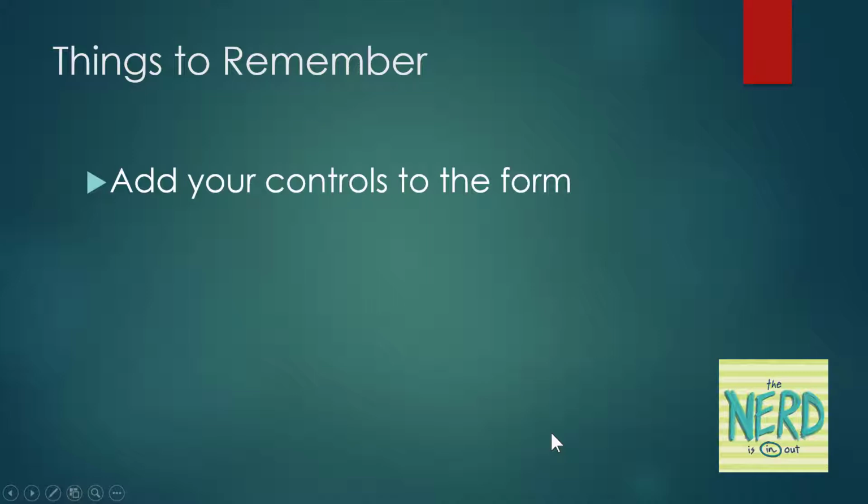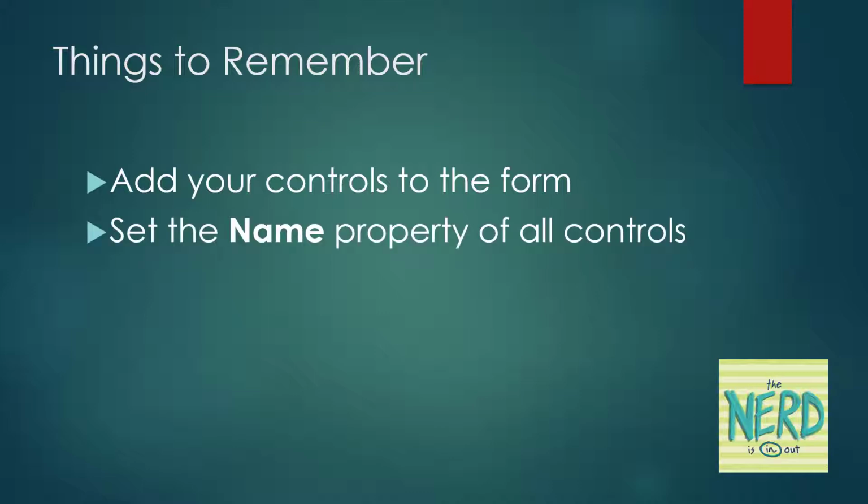When we're creating our project, you're going to add your Windows controls to the form first. Step 1. Step 2, we need to set the name property of each and every one of those controls before we go into our code window. Otherwise, the names of our functions are just going to have a default name like button1 or textBox1 instead of something that makes sense. After you've done that, you're going to write your code.